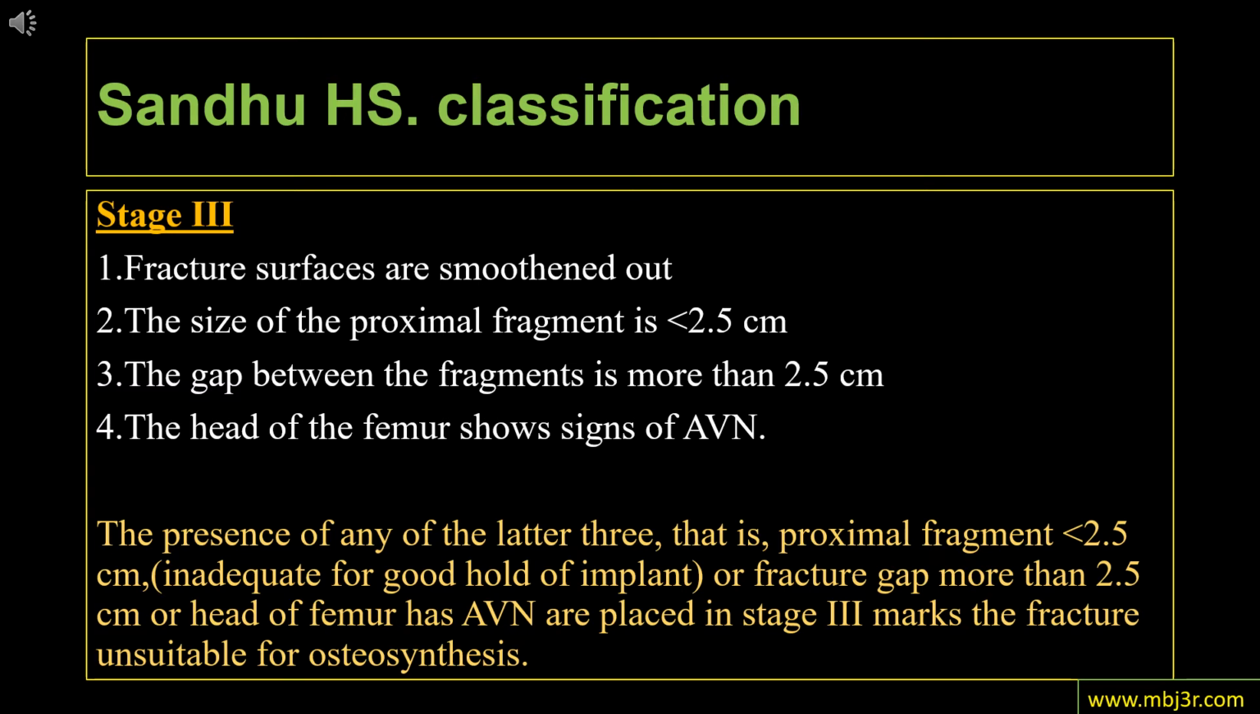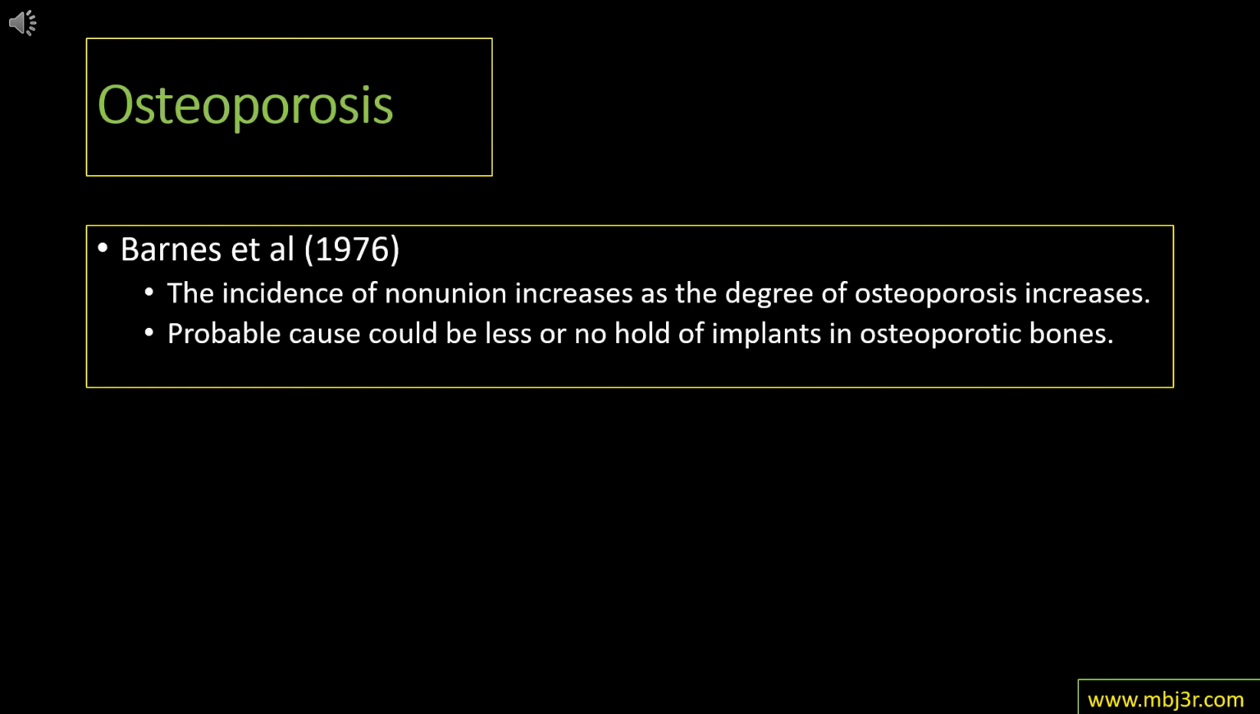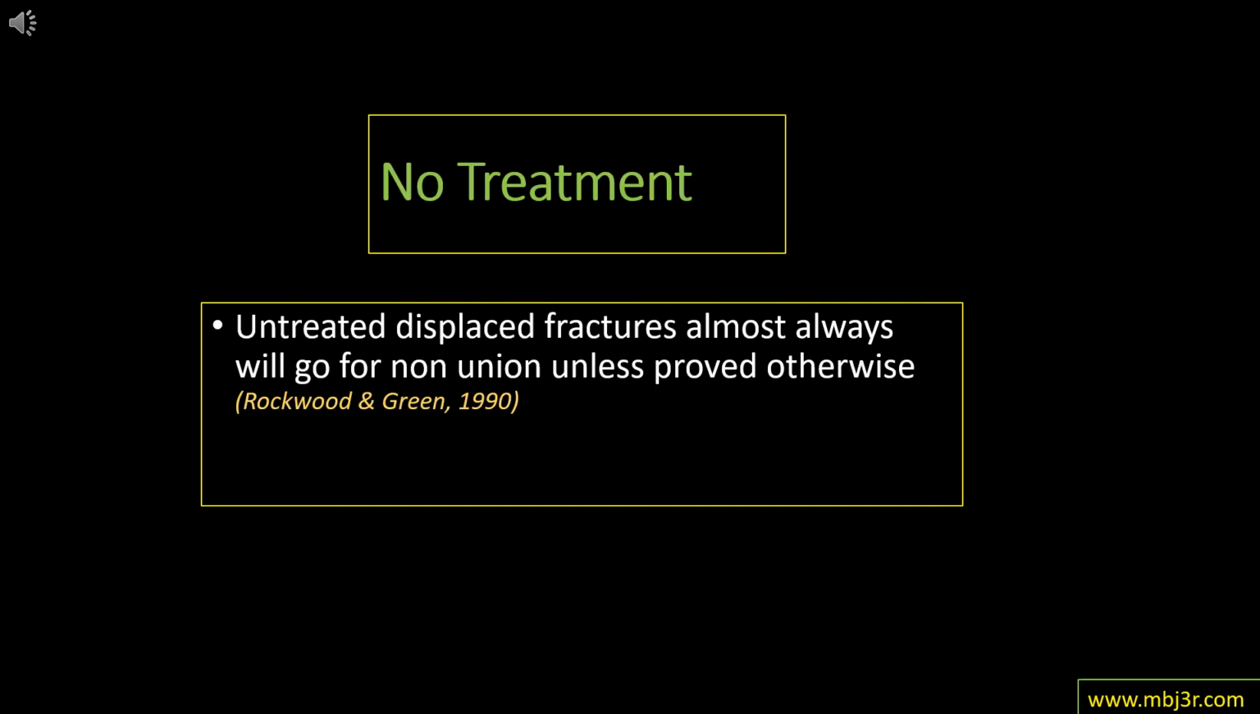unsuitable for osteosynthesis. Posterior comminution is a major factor in fracture healing. It is present in more than 60% of patients who later developed a non-union. Presence of osteoporosis has little effect on bone healing, but in fracture neck femur it makes the difference. Probable cause could be less or no hold of implants in osteoporotic bones. The incidence of non-union increases as the degree of osteoporosis increases. Untreated displaced fractures almost always will go for non-union unless proved otherwise.